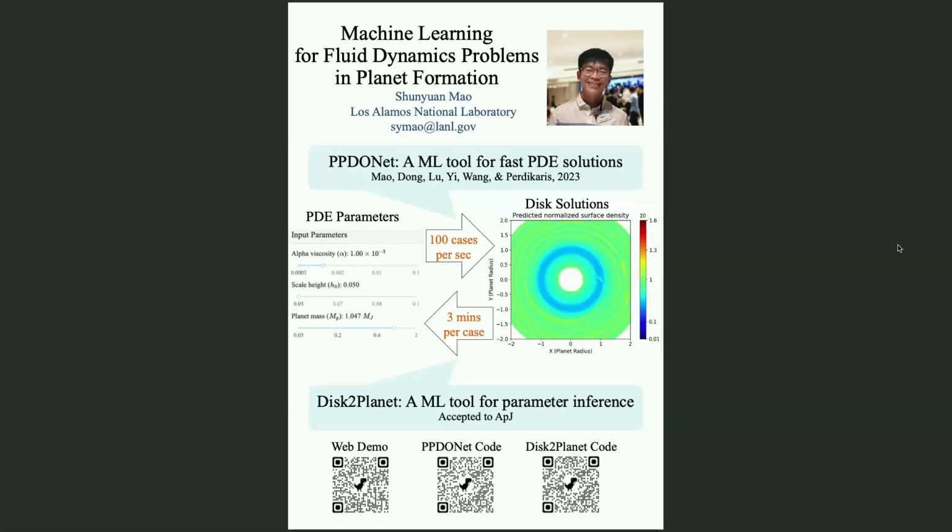And the second tool is a machine learning tool for parameter inference. We give it a map of the surface density or the velocity distribution, and the tool can infer the PDE parameters on the left. It takes 3 minutes per case, and it can give an accuracy of 1% for the PDE parameter estimates. The code will be online soon, and the paper is accepted to APJ and will appear on arXiv this Friday.